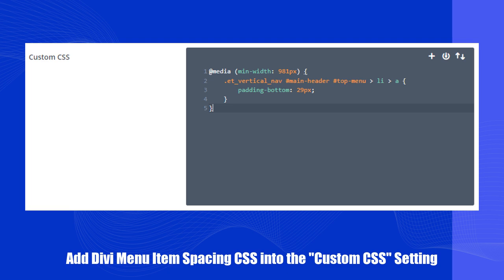In this case, the default vertical spacing is 19 pixels, but the code example increases it to 29 pixels for a more open and balanced look. You can customize this value to either increase or decrease the spacing, depending on your design preferences. Once you've added this snippet to the custom CSS box in Divi's theme options, be sure to save your changes. When applied, your site's vertical menu will visually reflect the updated spacing. This is a quick and effective way to tailor your navigation to suit your overall layout.